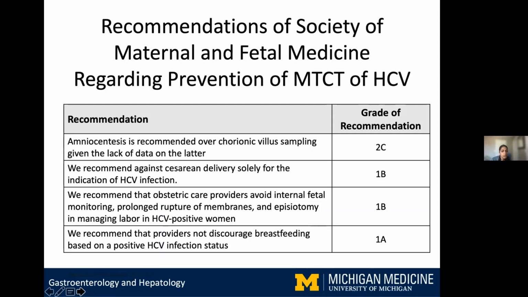So, I think there are a lot of folks that have delineated practices that they think might be better. And this is kind of like what the society was trying to address in a more standardized way. So amniocentesis is recommended over chorionic villus sampling, given the lack of data on the latter. May not be that actually one is a higher risk than the other, but we have more data in terms of safety and low risk of transmission with amniocentesis.